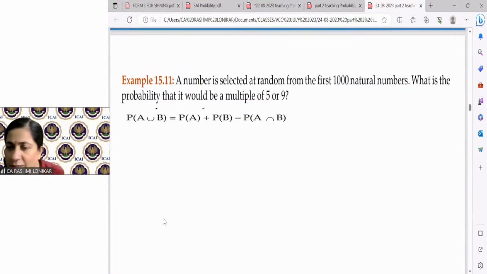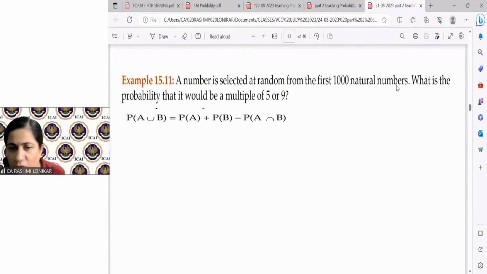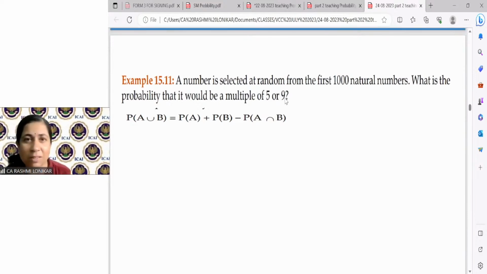A number is selected at random from the first 1000 natural numbers. What is the probability that it will be a multiple of 5 or 9? Okay, so this, do you remember this sum?